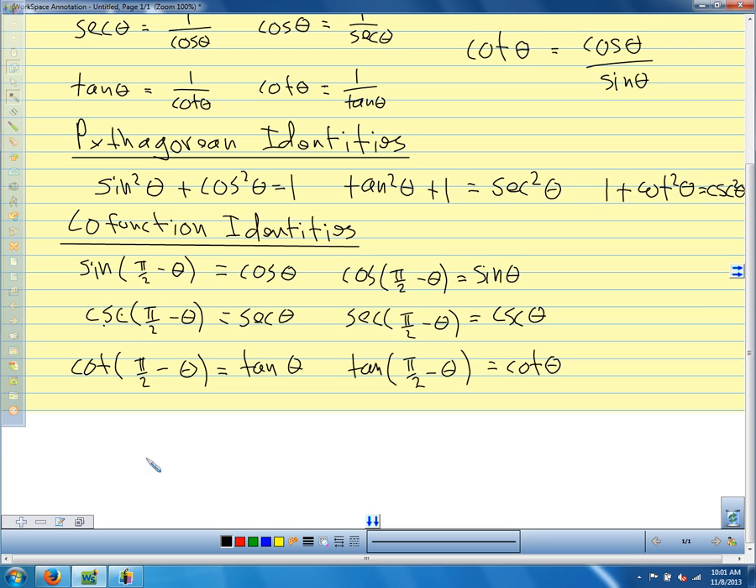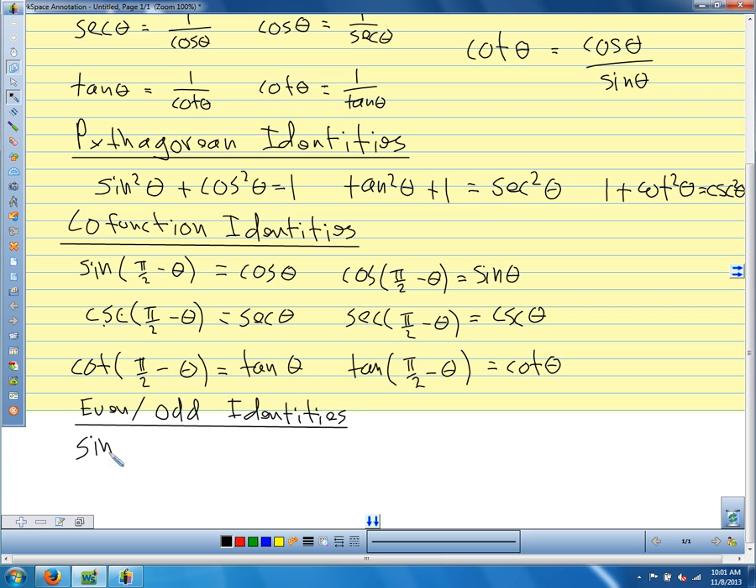All right, and then our last ones that we're going to use for now are even and odd identities. So these are all ones that we've talked about before. We're just gathering them into one place. So the sine function, is sine even or odd? Odd. If we think about the graph, odd functions are symmetric about the origin. What that tells us is the sine of minus theta is minus sine theta.